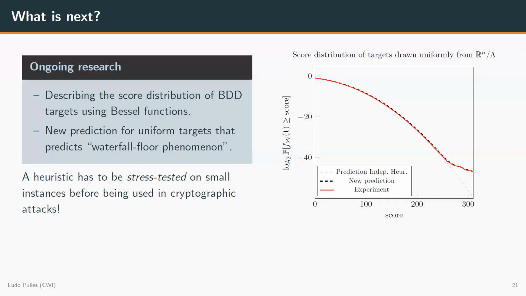Yeah, so to get a prediction for this floor phenomenon, we kind of used the contradiction we derived. The contradiction was that even uniform targets can be close to the lattice. So if you somehow account for this effect, then you can predict this floor phenomenon.